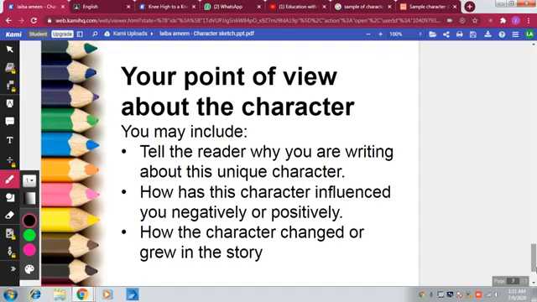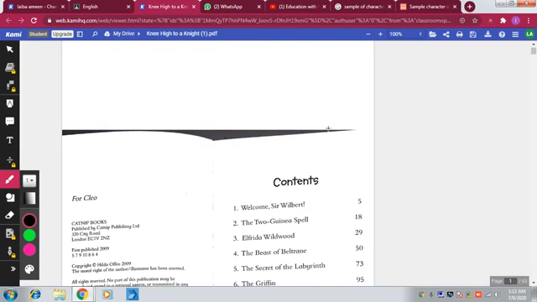The last paragraph needs to include why you chose that character. Why, from all the characters, did you choose that character? Was that character negative or positive? Means, was it a bad character? Did it play a bad role, or was he really good and played a positive role? And then how the character changed or grew in the story. Maybe the character was evil, bad, but then he changed and became good.